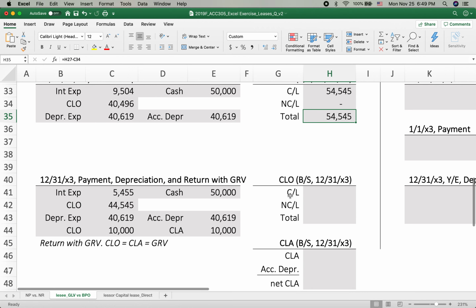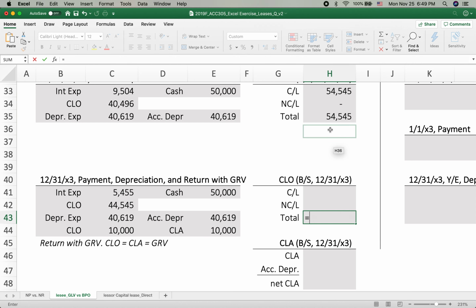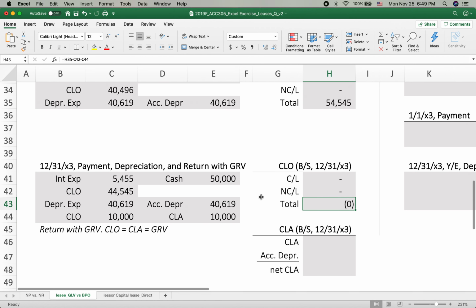Okay, then at the end of year, that amount is also reduced, the reduction of capital lease obligation. And then $10,000, the capital lease asset return. So there's no value on it. Good, understood? And then let's finish up with the capital lease asset, the financial reporting.